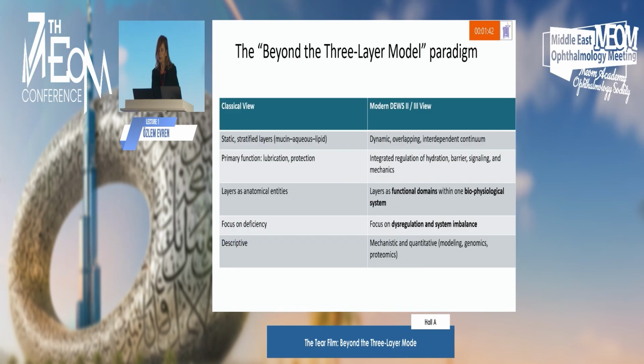So when we look at the classical view, rather than static, we have a dynamic tear, and there's an interdependent continuum here. Now, the primary function, rather than lubrication and protection, is a barrier, signal, and mechanical integrated system. And rather than anatomical entities, there's a functional domain, and the focus of deficiency is not the deficiency of one layer, it's rather the dysregulation of the system and imbalance.